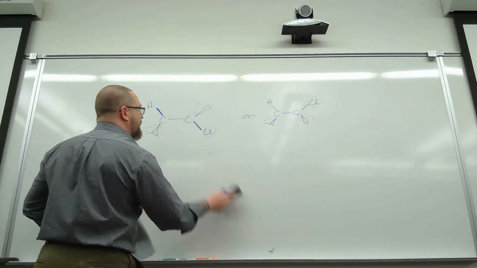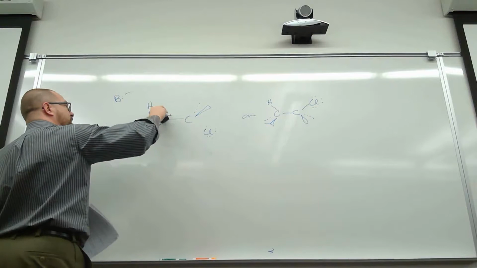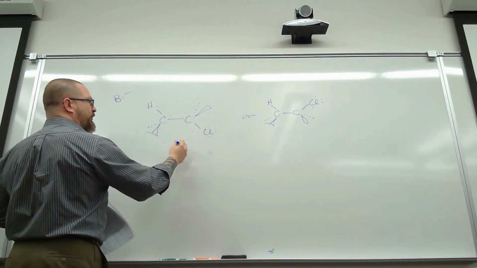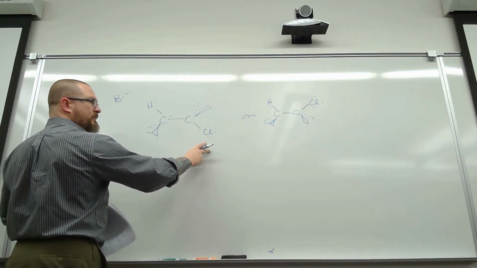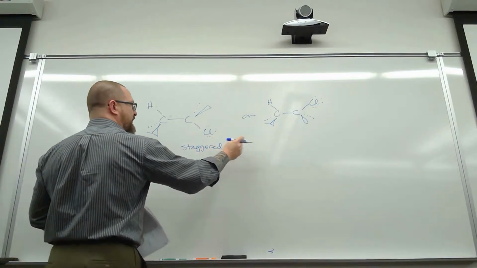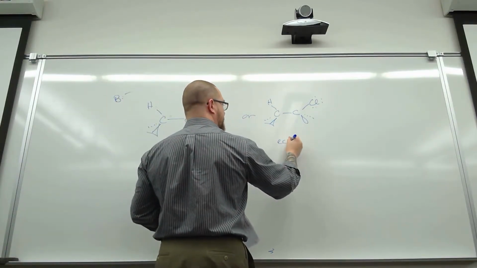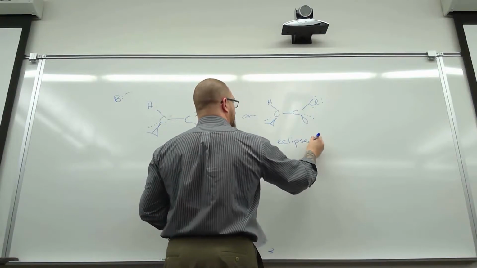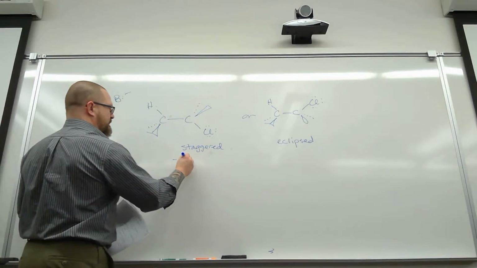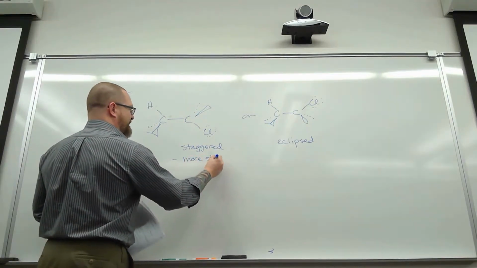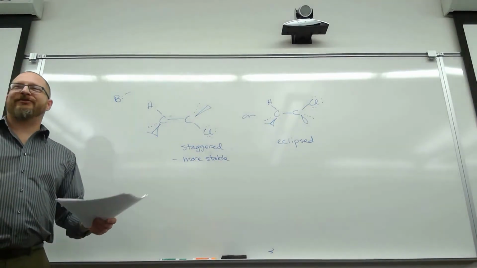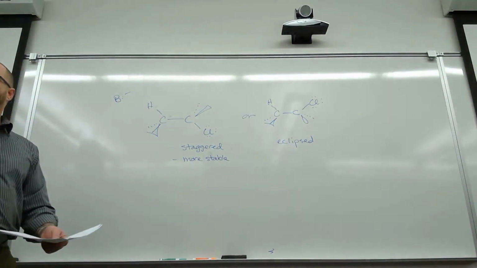Let me redraw this so it doesn't look ridiculous. Notice that, what's this conformation called as drawn? Staggered. This is staggered. This one is eclipsed. Which one's more stable? Staggered. Why is it more stable? Hyperconjugation. It's like the answer of the day, right? Yeah, we have hyperconjugation.